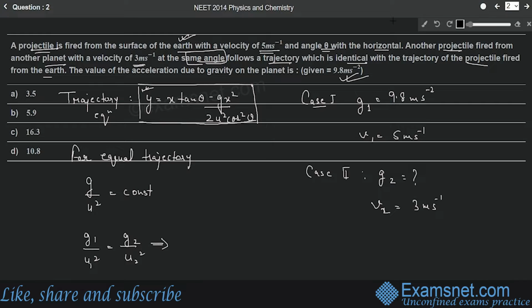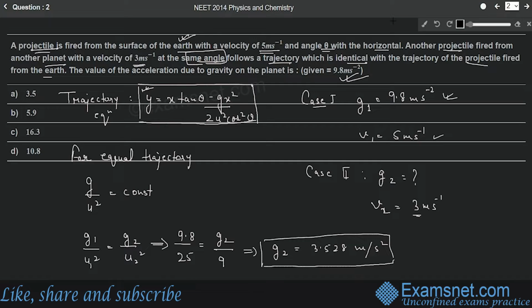Now let's put the values. g1 is 9.8 meter per second square, u1 is 5 meter per second, so u1 square will be 25. Similarly, on this side we have g2, we don't know the value of g2, and u2 is 3 meter per second, so u2 square will be 9. From here we can find the value of g2. So g2 will come out to be 3.528 meter per second square, if you solve this. This will be the acceleration due to gravity on the other planet from where the projectile had been fired. The approximate value is option A, 3.5. So this will be the correct answer.